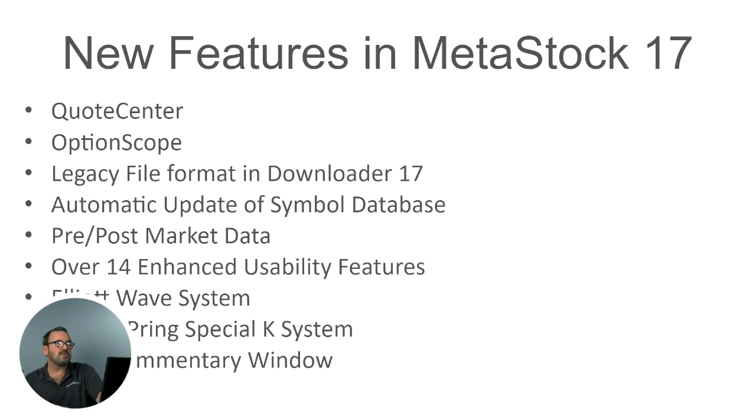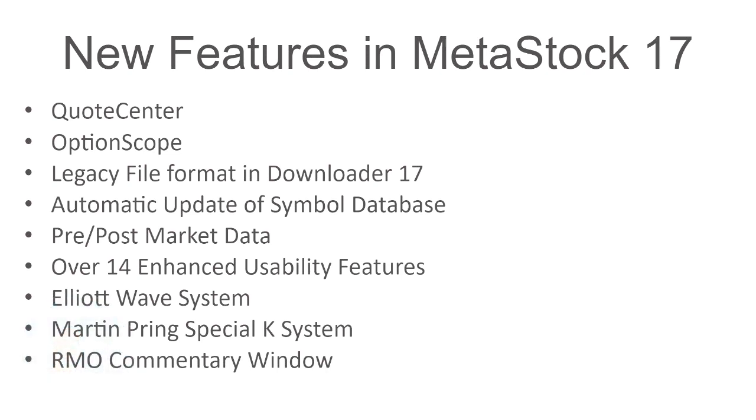In summary, new features. We've got QuoteCenter, which is a great list management tool. We've got OptionScope, which gives you really everything you want to know about options in order to analyze and trade. You've got the legacy file format if you're interested in using the downloader for offline stuff. You've got the automatic update of symbol database, which gives you the ability to not have to worry about your symbol database. Essentially, you can just forget about it. Pre-post market data, which tells you what's going on before and after the market closes.